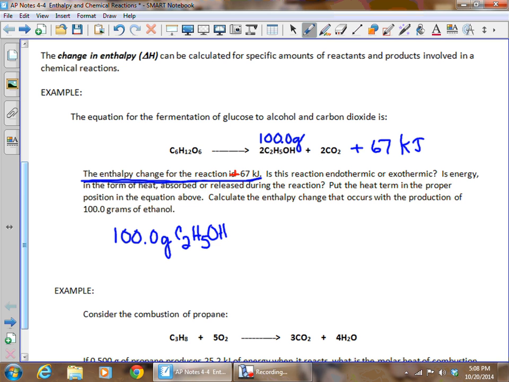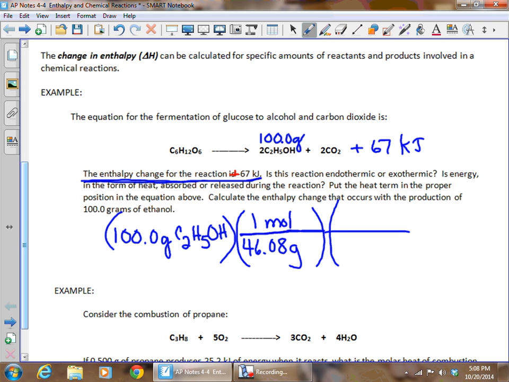C2H5OH, our ethanol. We need that to be in moles before we can use any kind of a comparison between the amount of heat given off. And the molar mass of ethanol is 46.08 grams per mole of ethanol. And as we can see from the equation, there are 67 kilojoules involved, given off, for every 2 moles of ethanol.